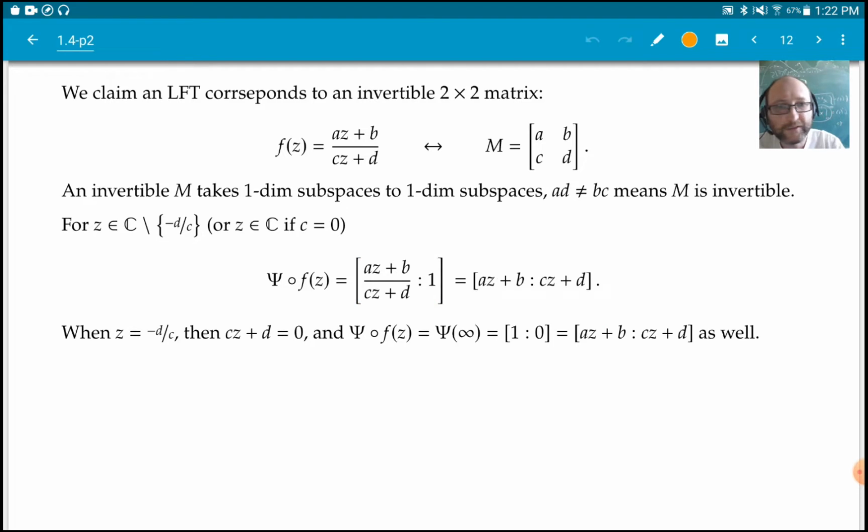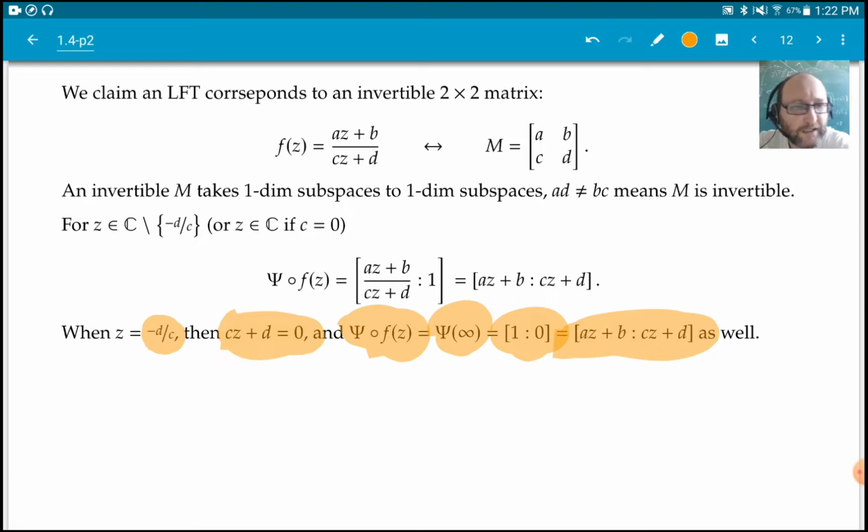Let's also look at what would happen if Z was actually minus D over C. Then this CZ plus D is actually 0. That's what that means. And so then what I'm doing is plugging in infinity, and I'm getting 1 colon 0, and that's equal to this guy as well, because CZ plus D is 0, so this guy is non-zero, and I can just make it 1. Those guys are equivalent then.